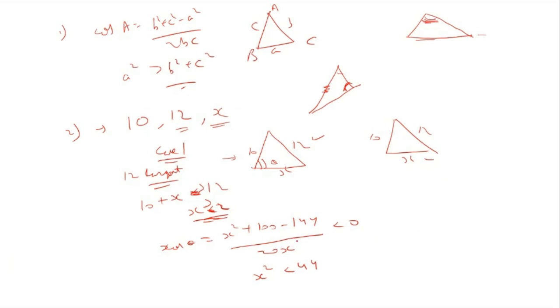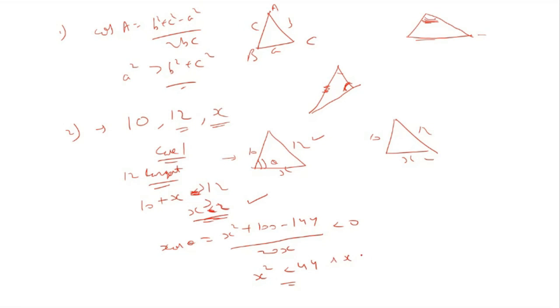20 into a side will always give a positive number. So the numerator is what we have to test. The numerator testing gives x square plus 100 minus 144 less than 0. So x square less than 44. So from this case, we have x greater than 2, as you correctly pointed out, and x square should be less than 44.